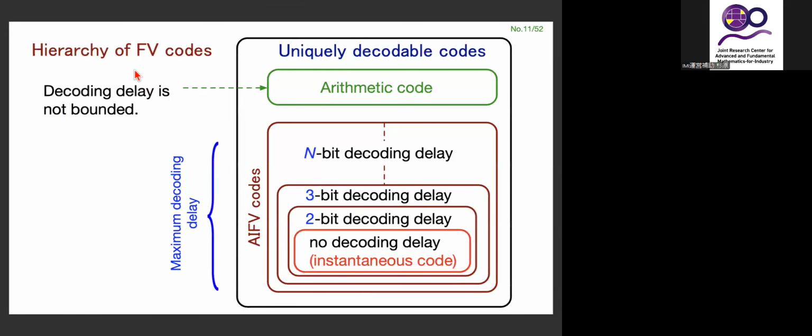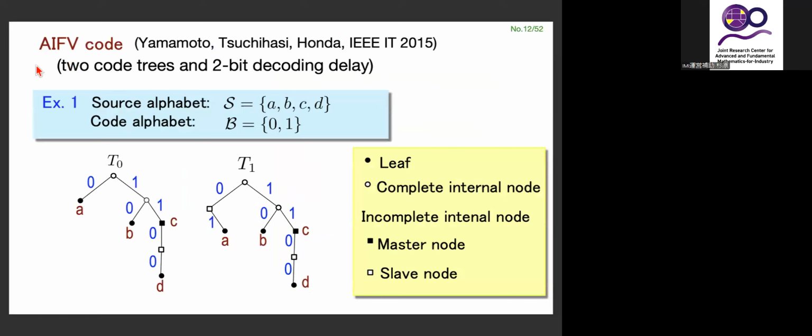This is the hierarchy of FV code. AIFV code includes instantaneous code as a special case. Therefore, AIFV code includes Huffman code as a special case. But the arithmetic code is not included in AIFV code because the decoding delay of arithmetic code is not bounded. Now we explain the AIFV code with 2 code trees and 2-bit decoding delay.